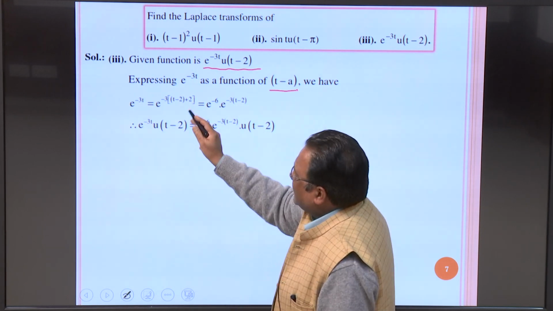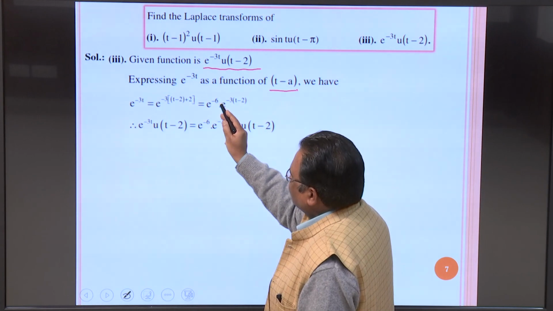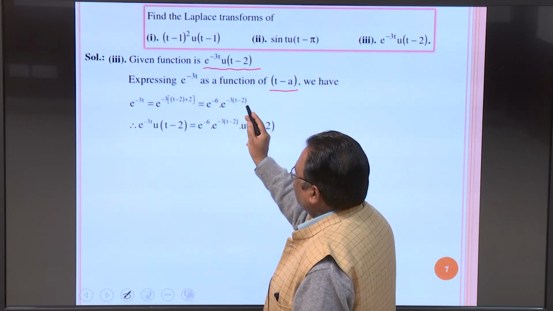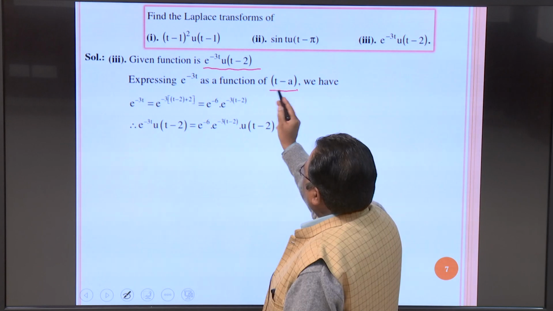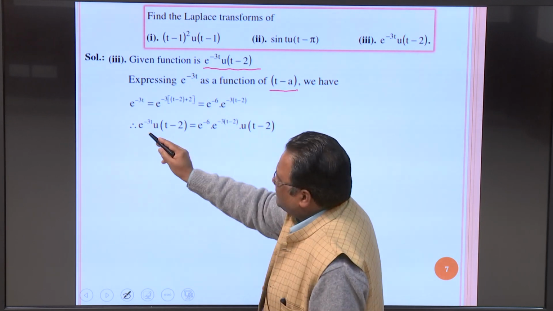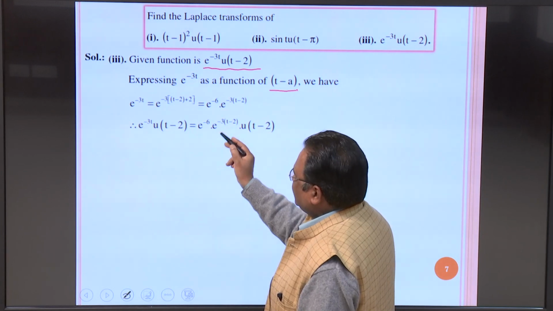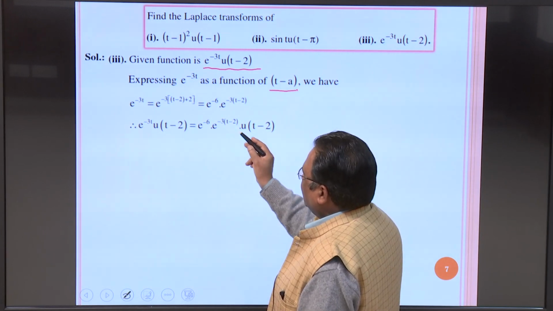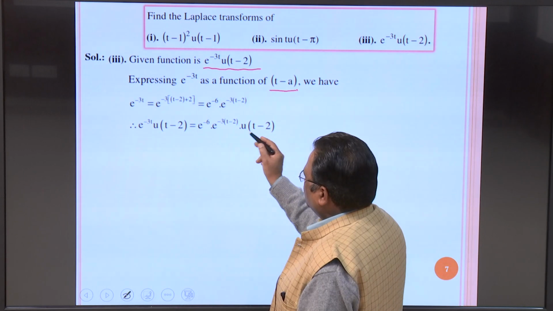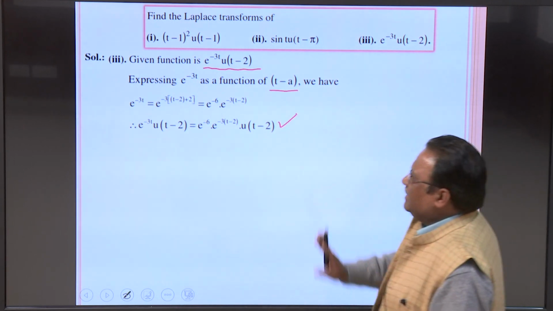Okay, now this can be written as e raised to power minus 6 e raised to power minus 3 t minus 2. So ultimately we get the function of t minus a. So e raised to power minus 3t u t minus 2 can be written as e raised to power minus 6 e raised to power minus 3 times t minus 2 into u t minus 2. So this can be written this way.